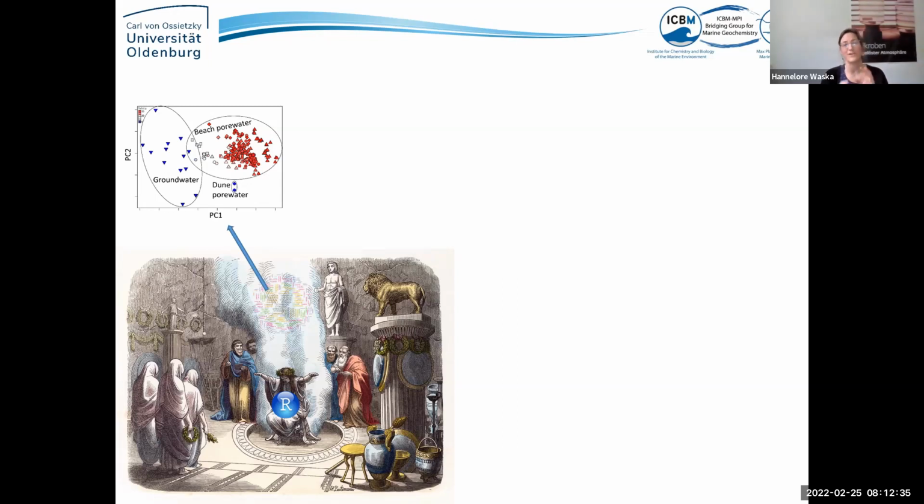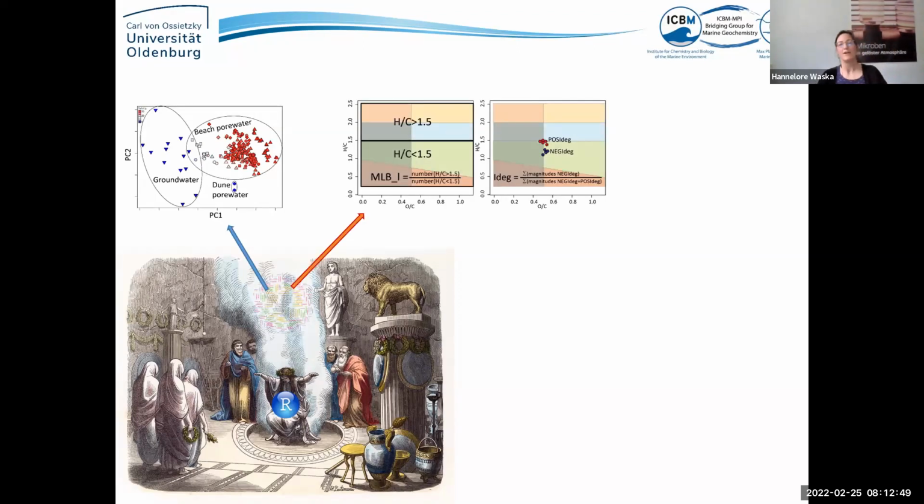And it works if the samples come from very, very different environments. But if samples are very similar to each other, it's sometimes not possible to decipher differences only on this principal component or principal coordinate analysis. And so another possibility how we can use this data is to derive molecular indices, which tell us something about how labile this organic matter is. Do bacteria like to eat it? Have they already eaten some of it?